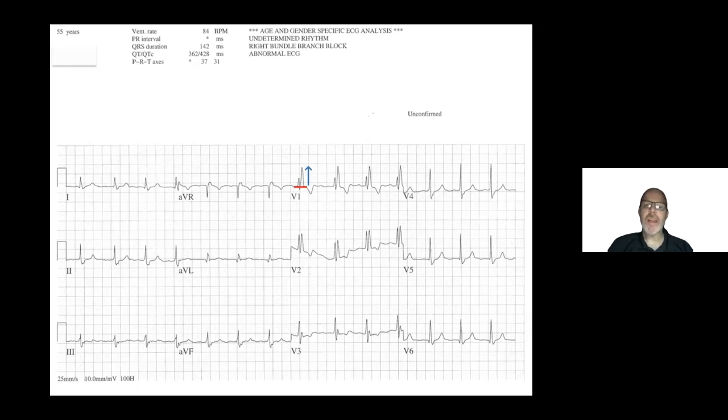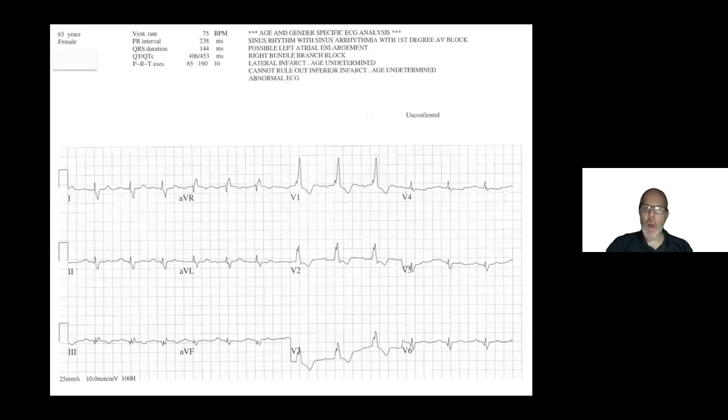That is simply called an incomplete right bundle branch block. In other words, it has the morphologic criteria. It looks like a right bundle branch block. It's just not wide enough. But nonetheless, this is an RSR, but it terminates in an R wave. And if you look out in leads 1 and V6, you see these slurred terminal S waves.